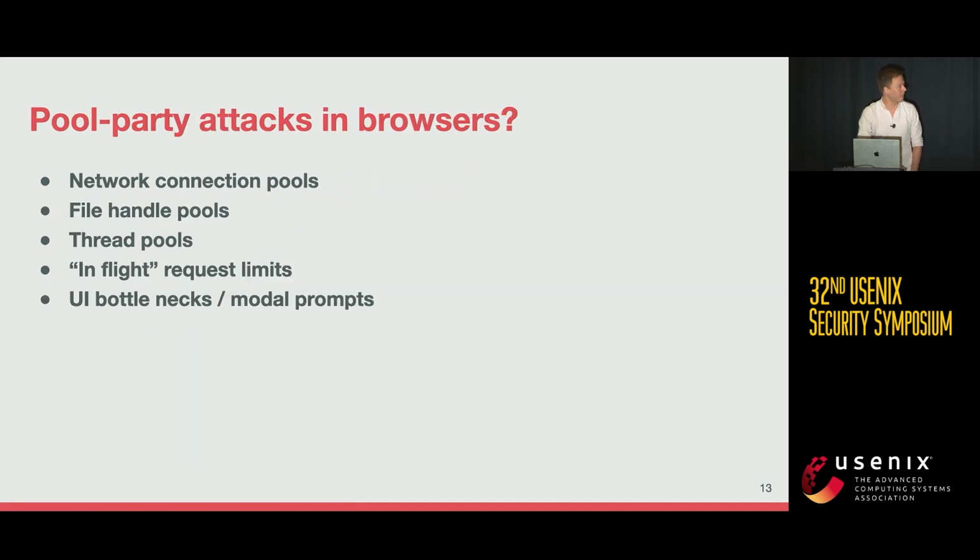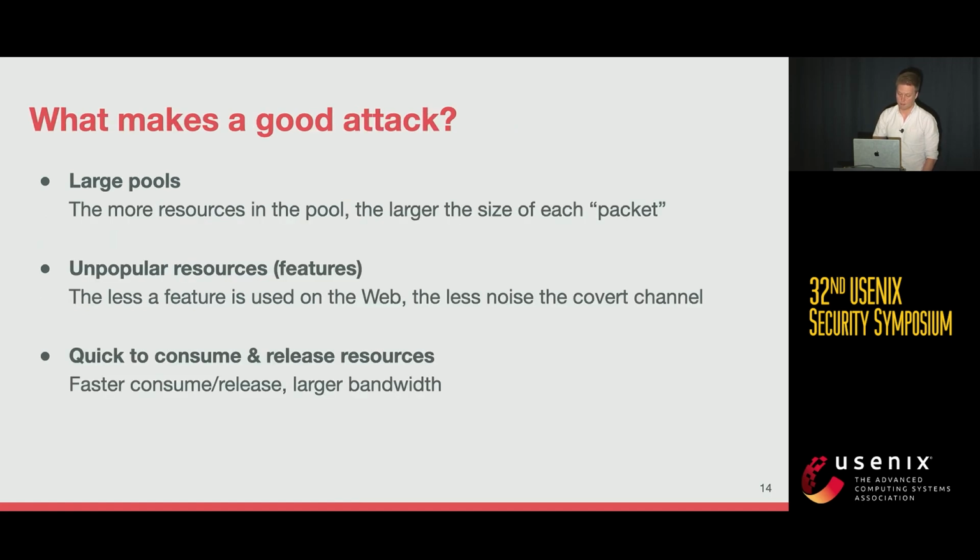So where do these things exist for real in browsers? Like I mentioned, connection pools, file handle pools, thread pools, limits on how many requests can be in the air at one time, and different types of UI where the browser may impose a restriction on how many things of that type can be happening at a time. There are a lot of these things in browsers. It's a real threat.